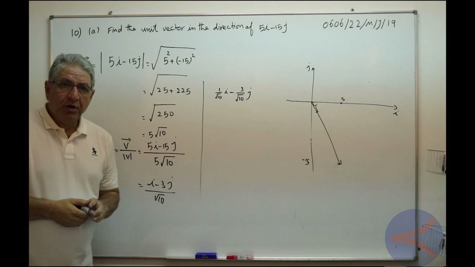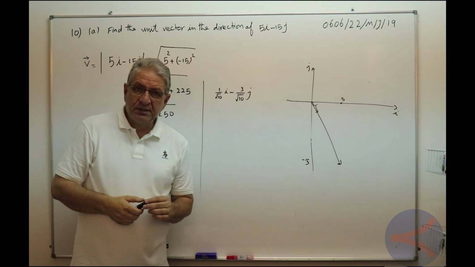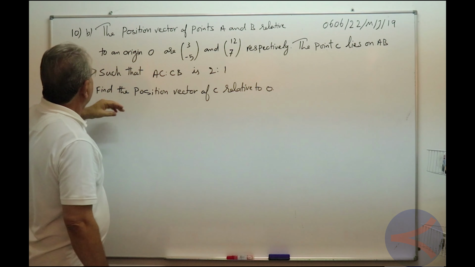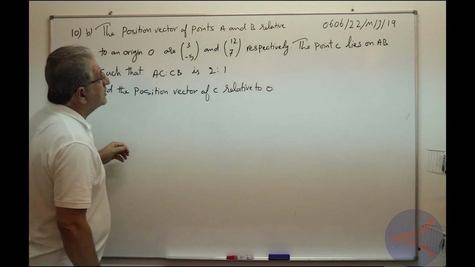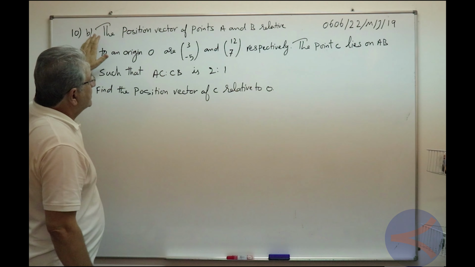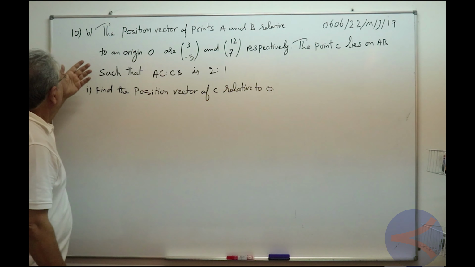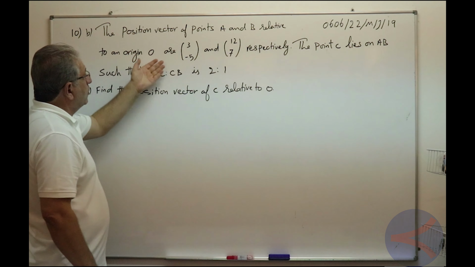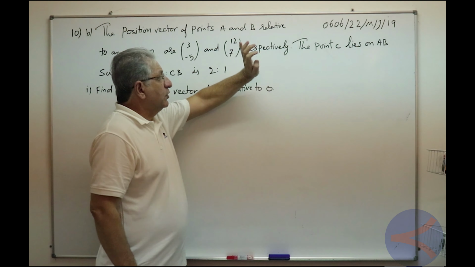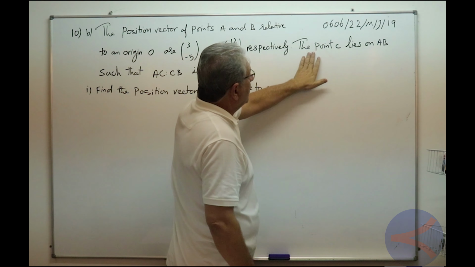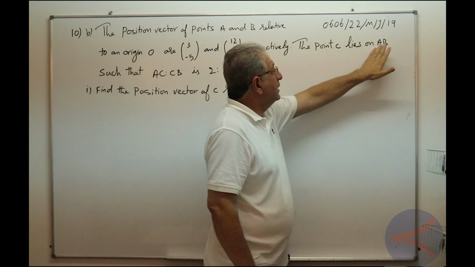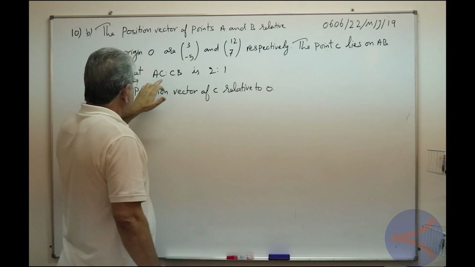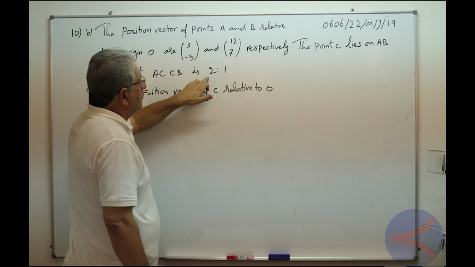Now we'll continue with part B of the same question. In this part, it is not related to part A. This part says that the position vectors of the 2 points A and B relative to an origin O are this and this, respectively. Therefore that is A, this is B. Now, he wants us to find point C which lies on AB such that the ratio of AC to CB is 2 to 1.